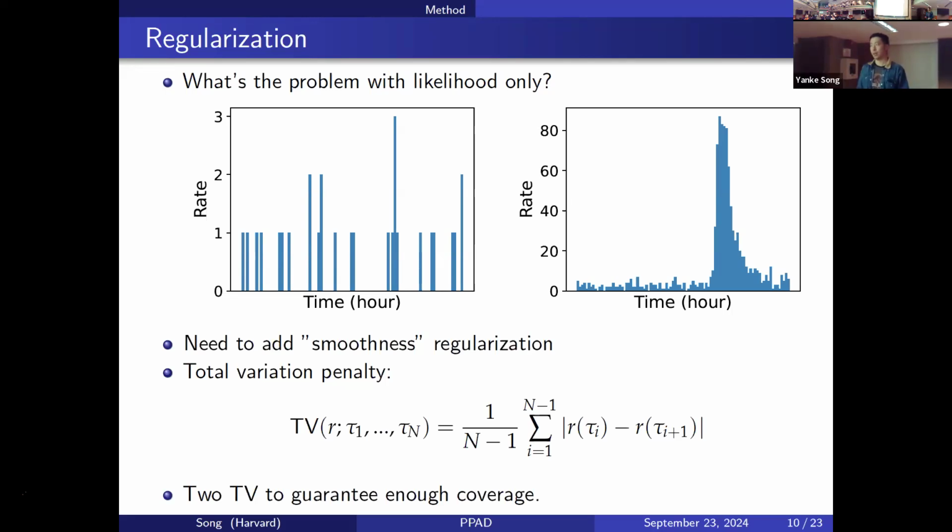The reason I'm doing this is I want to provide enough coverage. So for these low count events, if I only focus on the arrival times, then we don't have enough variation for outside points. But for this very high count event, if I just sample the outside points, then that's probably not dense enough at this high count region.